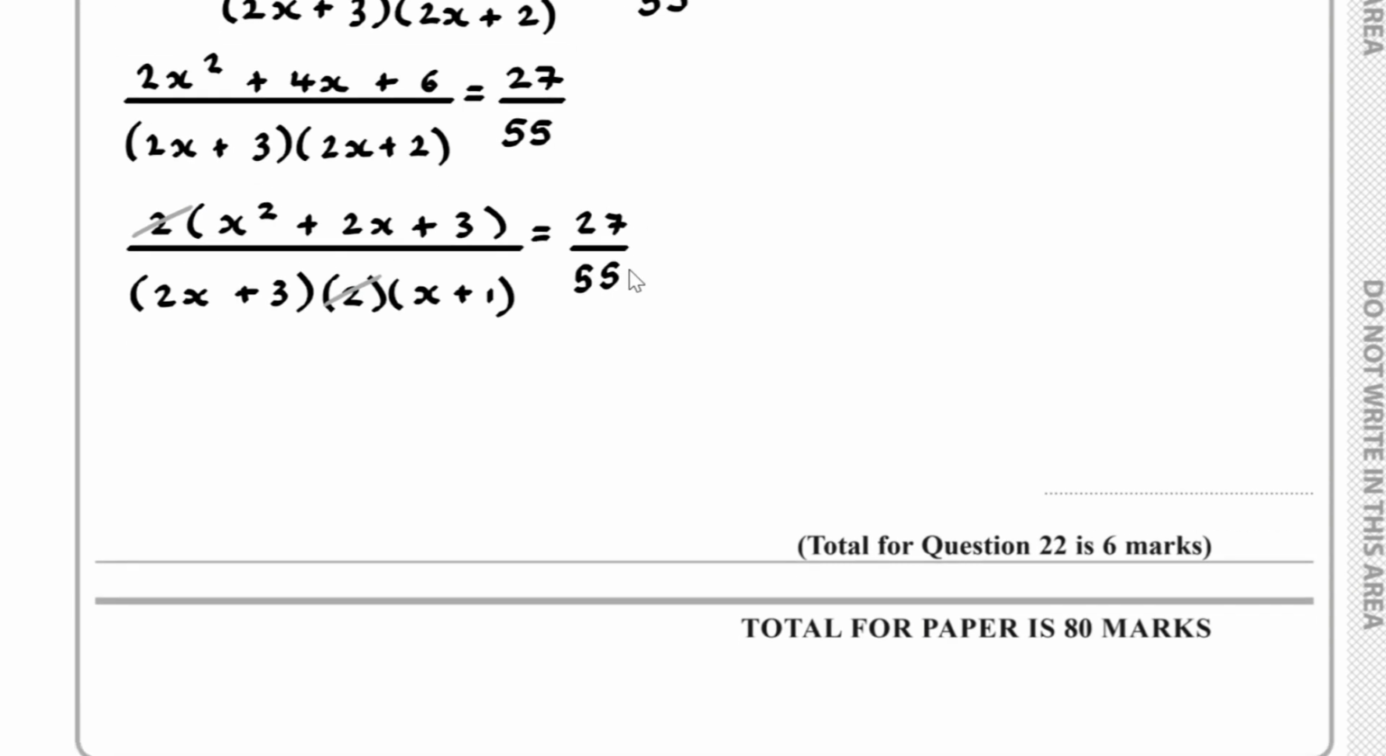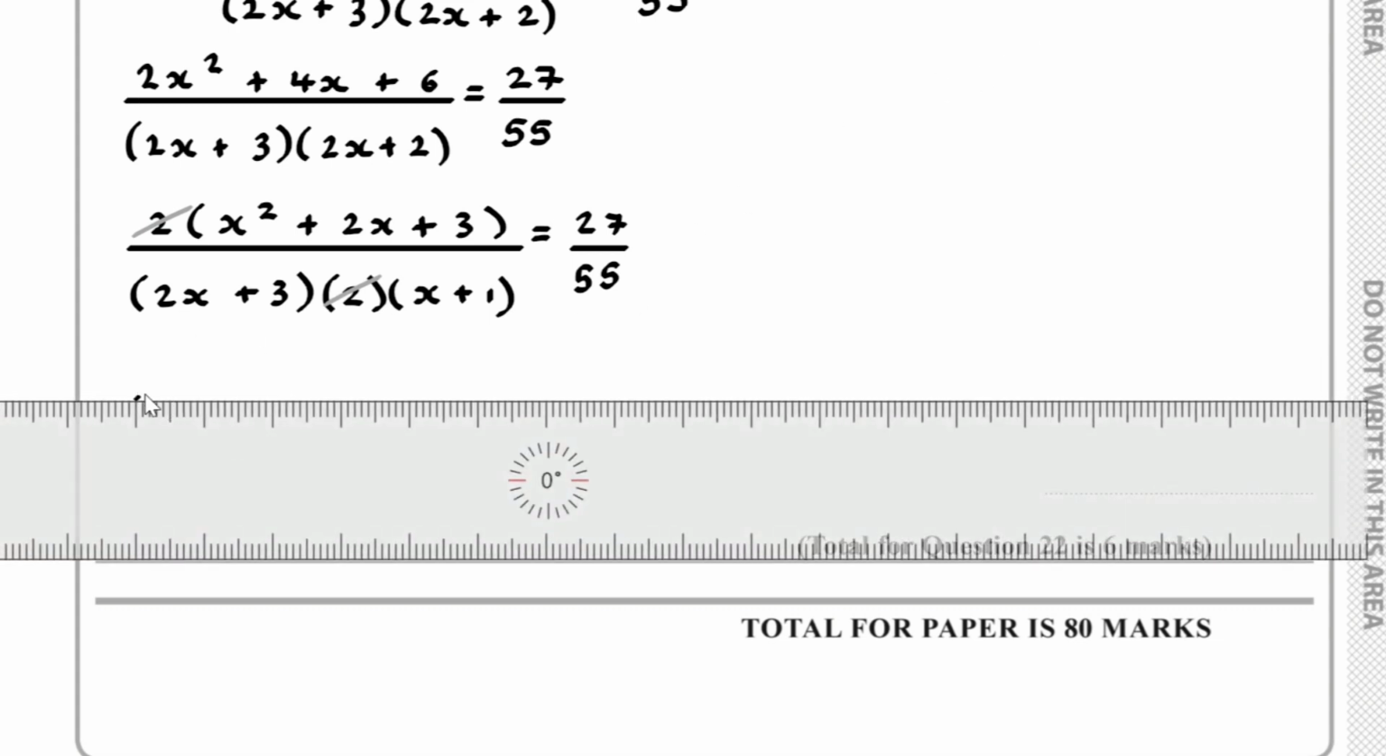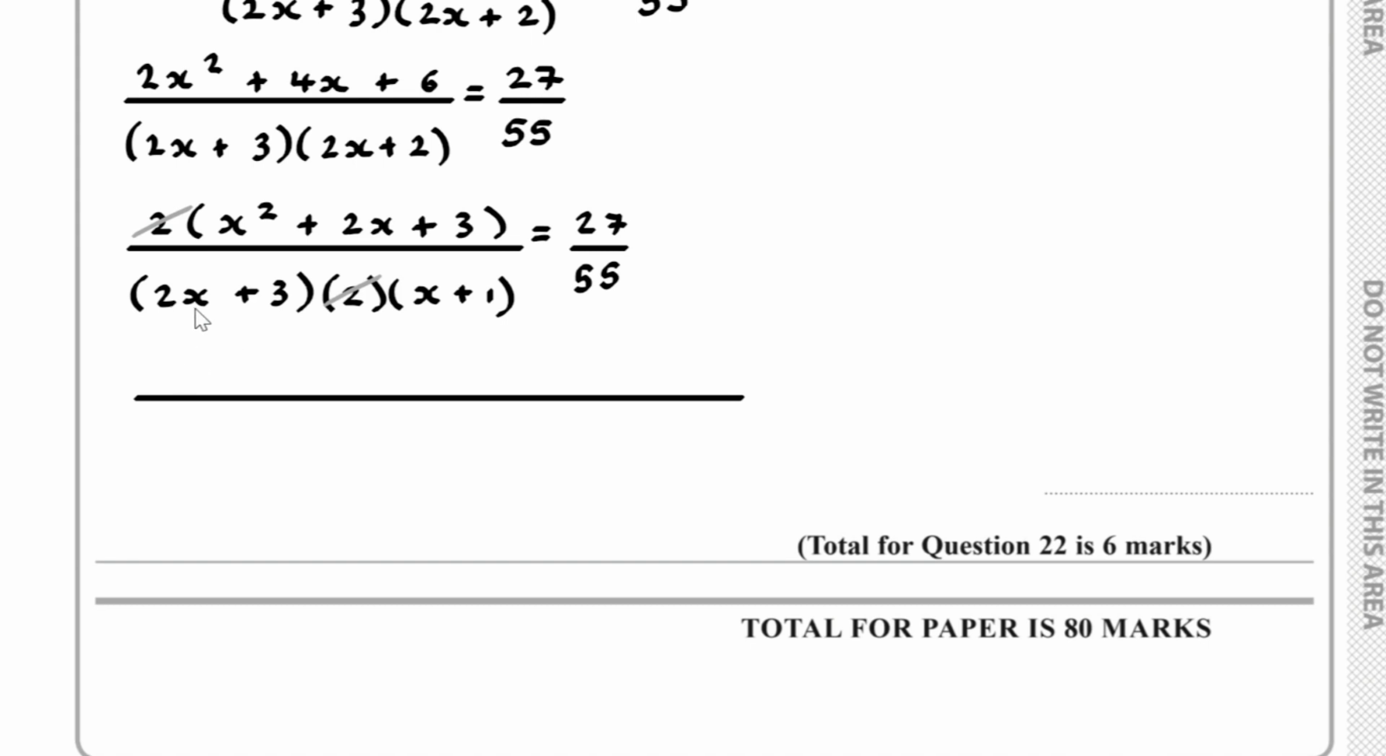And what we'll do is we'll expand along the bottom. So along the bottom I've got 2x times x, which is 2x squared. Then I've got 2x times 1, and then 3 times by x, so that is 5x. And then I've got 3, and on the top I've got x squared plus 2x plus 3. And this is all equal to 27 over 55.